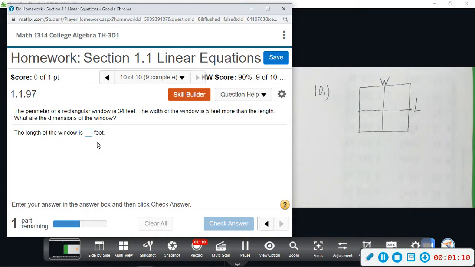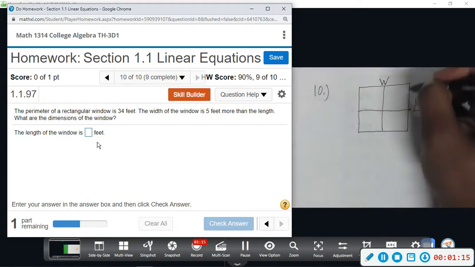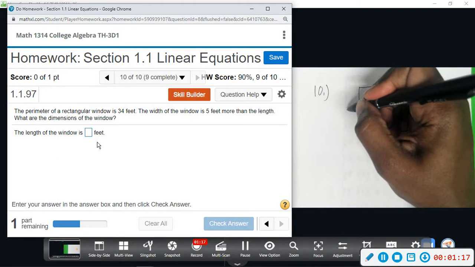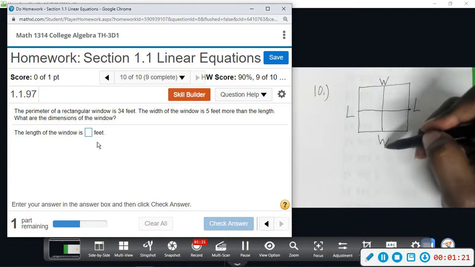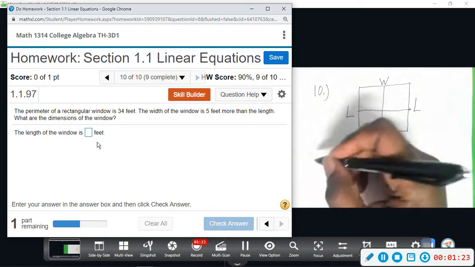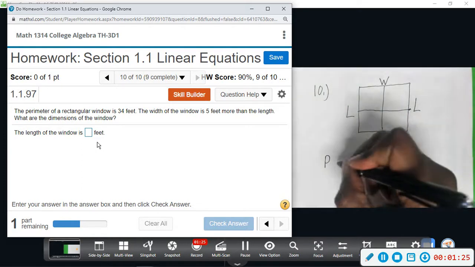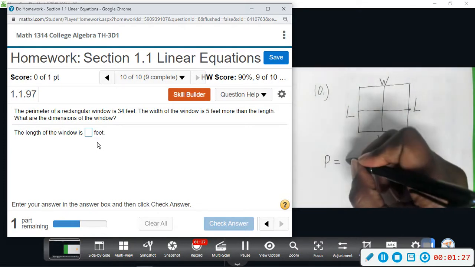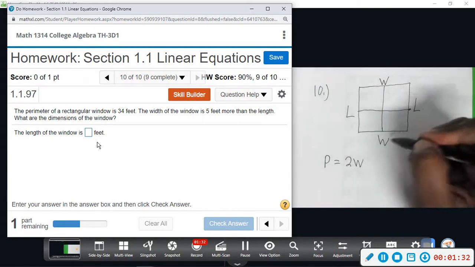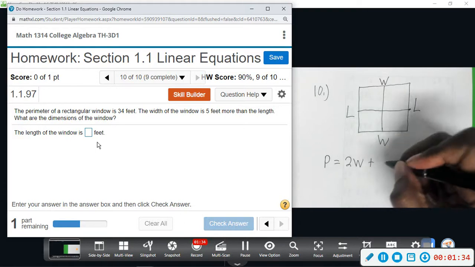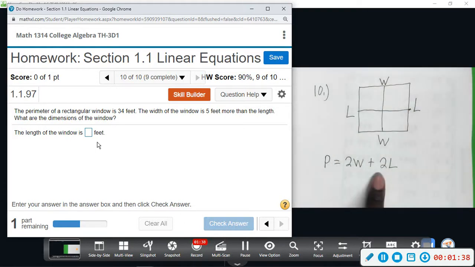You need to know the formula for perimeter. They don't tell you that, but perimeter is just adding up all the sides. So we have 2 W's and 2 L's. So perimeter equals the shortened formula, 2 times the width, because we have 2 of those, plus 2 times the length. This is the formula that we get for perimeter.